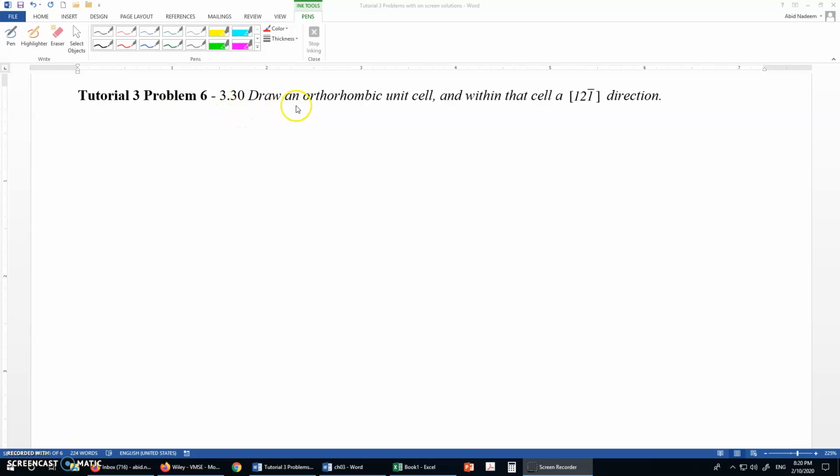Problem 6. Draw an orthorhombic unit cell and within that cell a 1, 2, -1 direction. Okay, so this orthorhombic unit cell is a unit cell in which the three dimensions are not equal to each other, whereas the angles are all equal to 90 degrees.